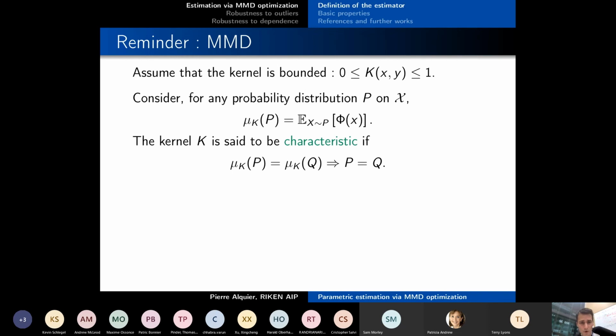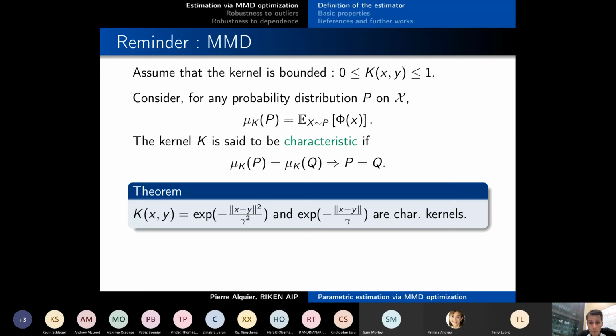There is another property, which I will call a characteristic kernel. It says simply that if mu of p is equal to mu of q, then p is equal to q. So it's an injection. It might seem like a lot, but the point is that I provide here two examples of kernels that are used in practice when the space X is R to the D: either the Gaussian kernel or the exponential kernel. Both of them are bounded by 1 and are characteristic kernels.